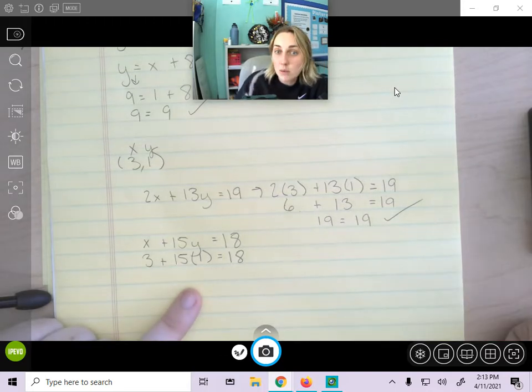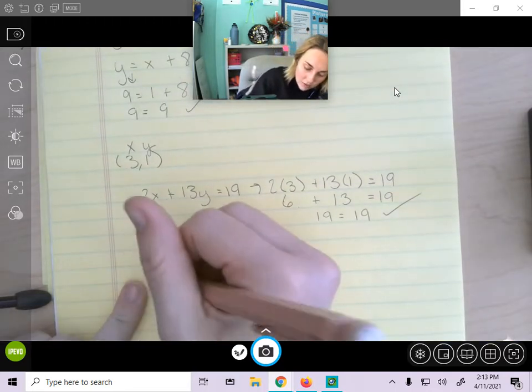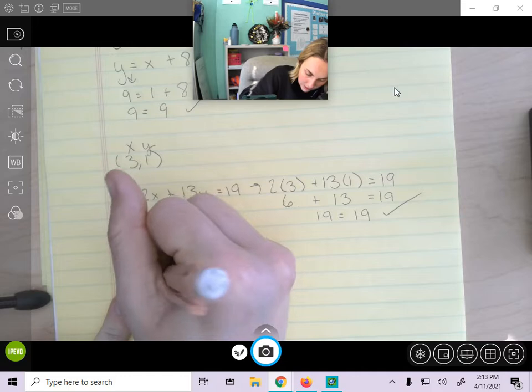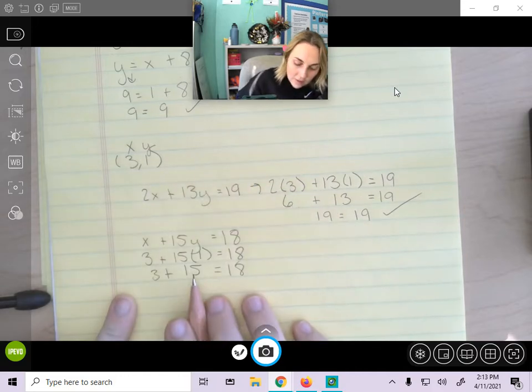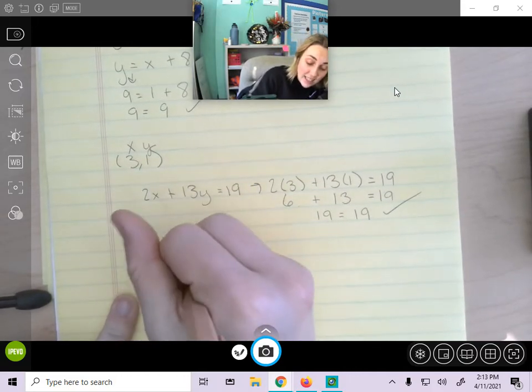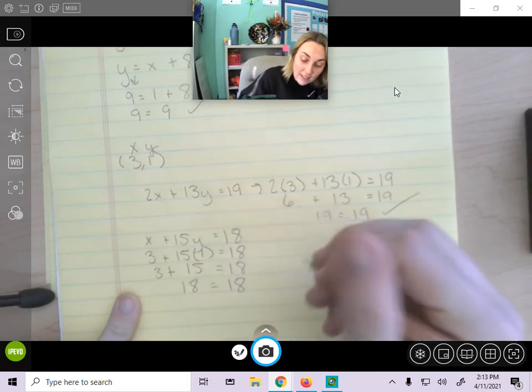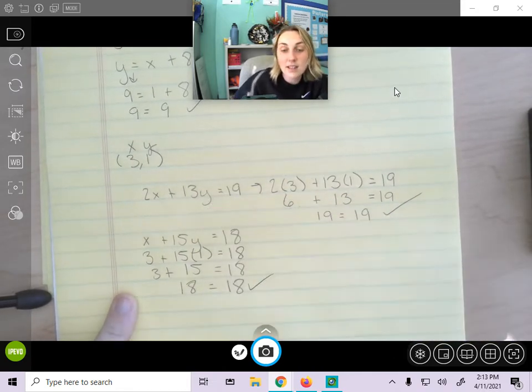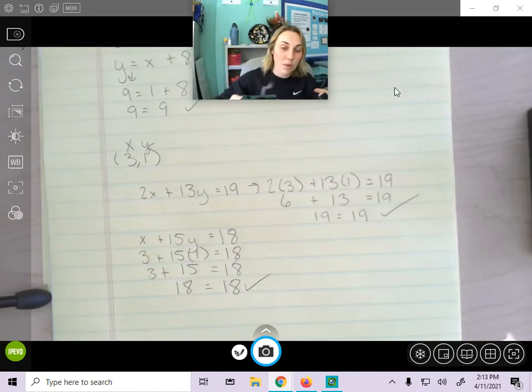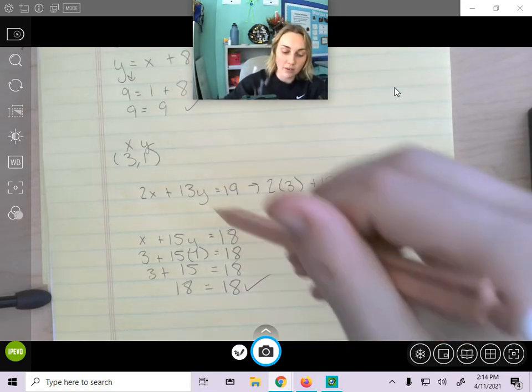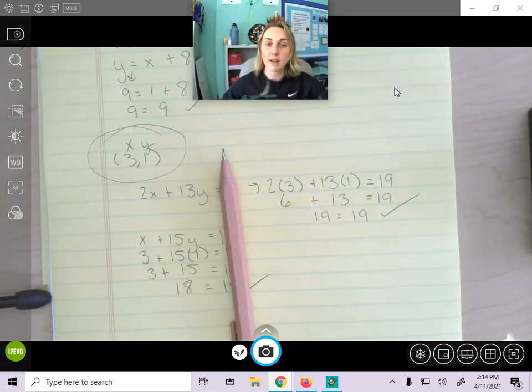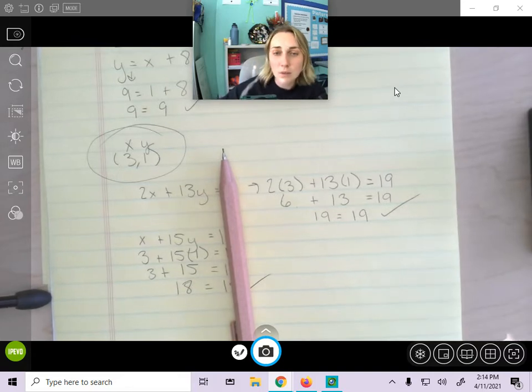All right, let's see if it is equal to 18. 15 times 1 is 15. I'll bring this down. 15 plus 3 is 18. 18 is equal to 18. Therefore, guys, it is a solution. Both these cases, it did work out. Therefore, this ordered pair right here is a solution to those systems.